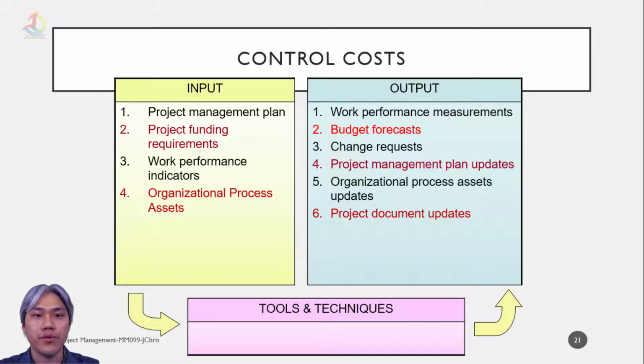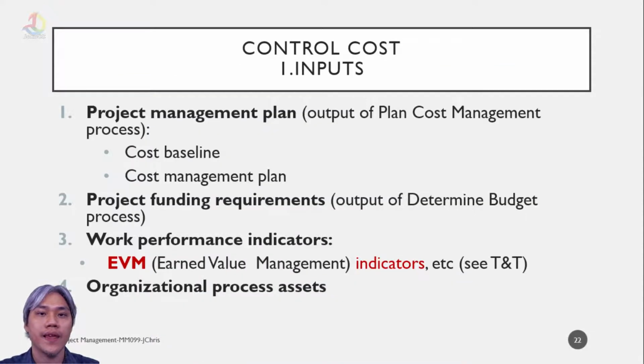As usual, we have a phase from input using tools and techniques to deliver outputs. The input itself: 1. Project management plan, which is the output of the plan cost management process. It has the cost baseline and cost management plan. 2. Project funding requirements, which is the output of the determine budget process.